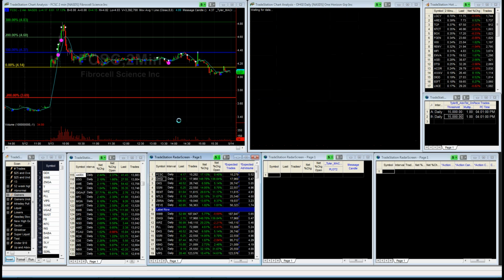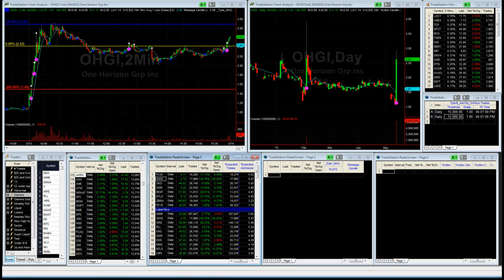The next one was OHGI. So let's just keep track of that. So that's a loss of minus 1.3. OHGI entered right here at the blue line. It also didn't work. This one lost about a half an element of risk.